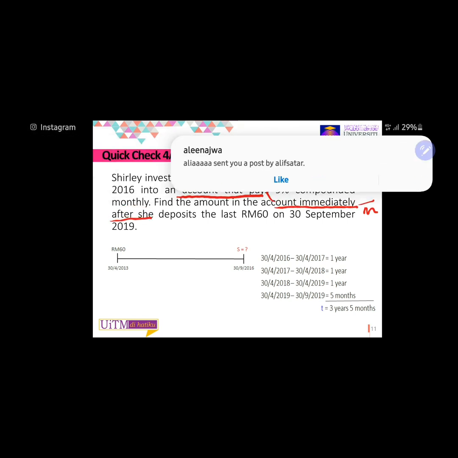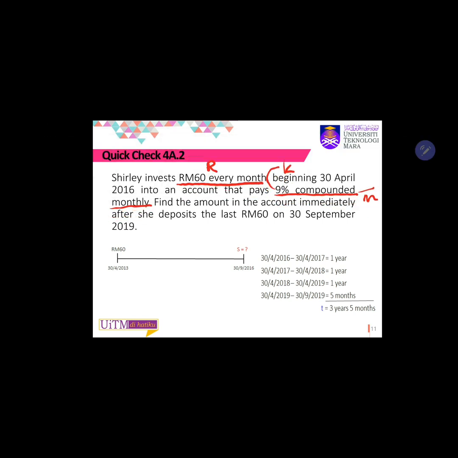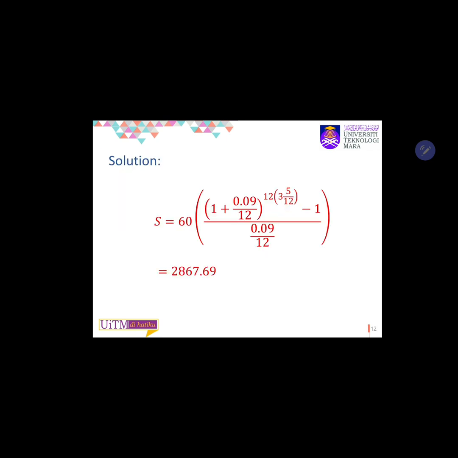Okay, first of all, you need to calculate the time. Okay, the duration. What is your time? From 30th April 2016 until 30th September 2019. Then after you have calculated the time, it is 3 years and 5 months, then only you can calculate the S. Okay, so you just substitute your information you have. We have your R, here your K, your M, your T. Okay, this one is K over M. So this is your R, K, M, and T. So then you will get the answer.